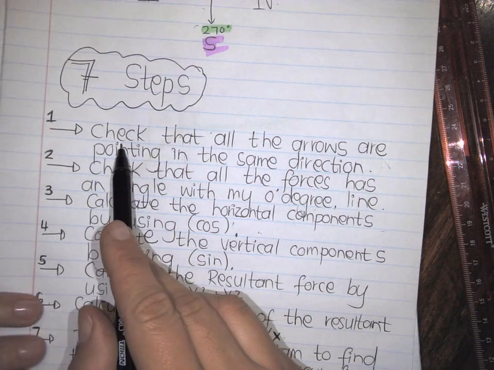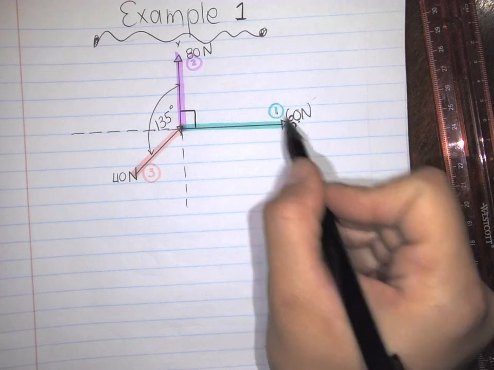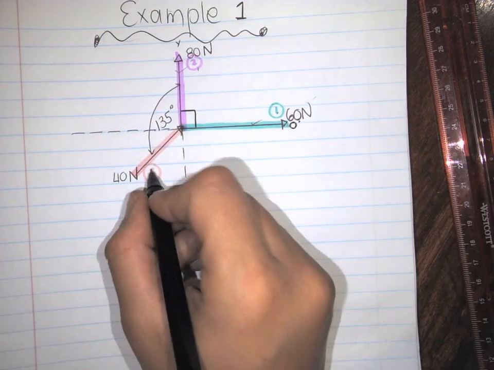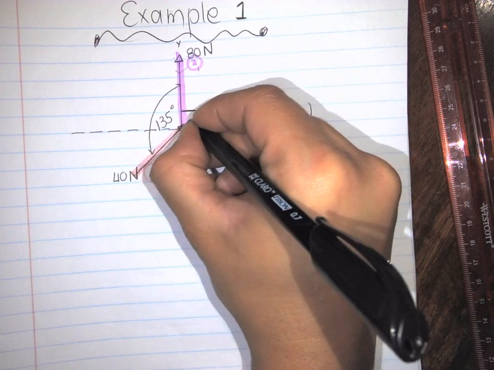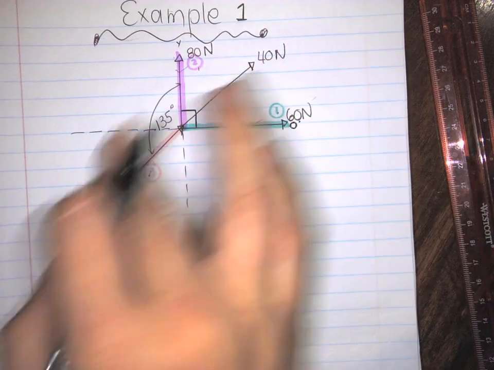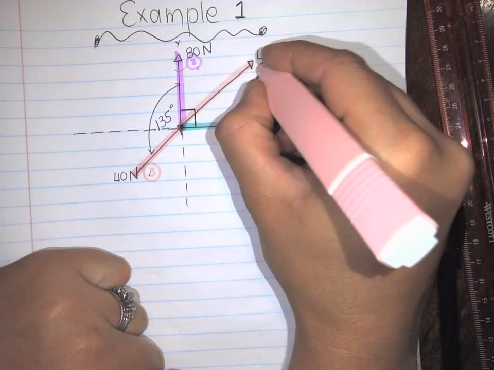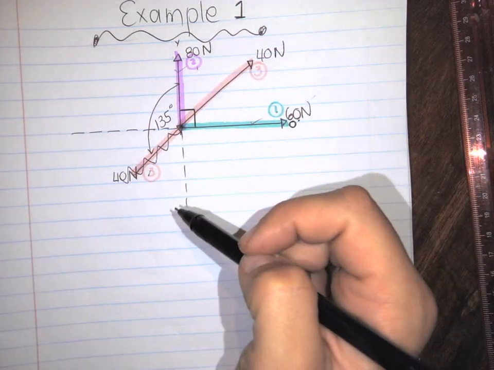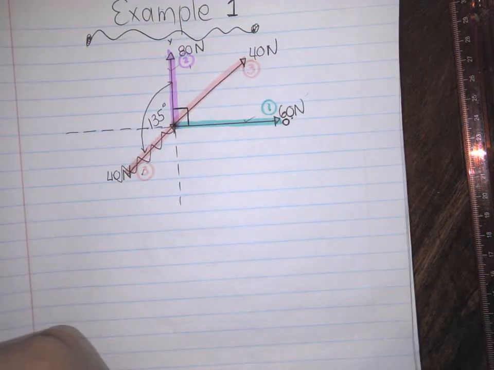So step number 1, they said, check that all of the arrows are pointing in the same direction. Force number 1 is out, so it's fine. Force number 2 is going out, so that's fine. But force number 3 is going in. So what do I have to do? As it is going that way, I'll just extend it again that way. But now the 40 newtons is not in tan anymore. It's now in the all block. Okay, so now force number 3 is lying over there. We did step number 1, check that all the arrows are in the same direction.